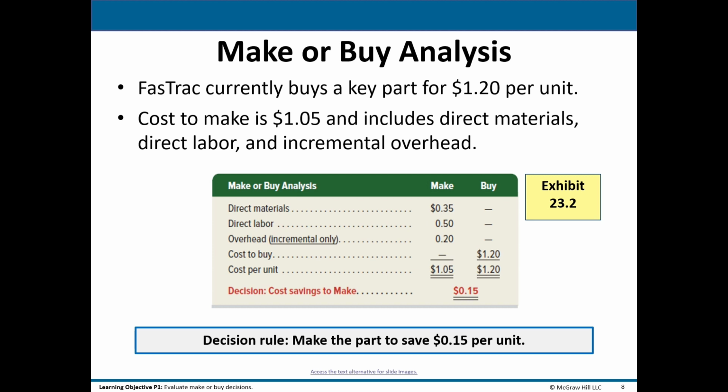But still, even after you add up the direct materials, the direct labor, and the incremental overhead, it still comes out to be less expensive to make the part. So it's $1.05 to make the part, and it's $1.20 to buy the part. So obviously the decision in this case is to make the part in order to save the 15 cents per unit.